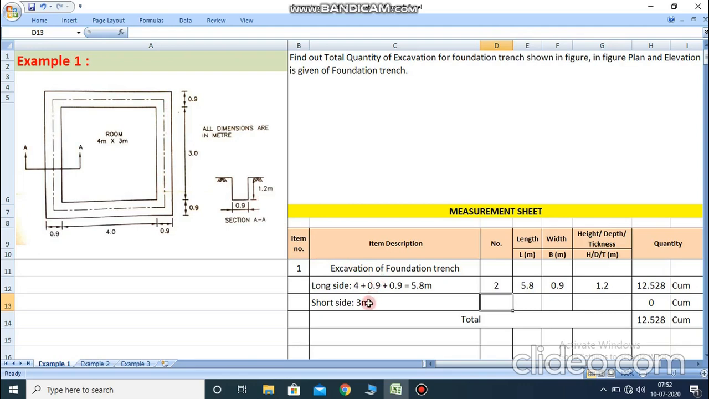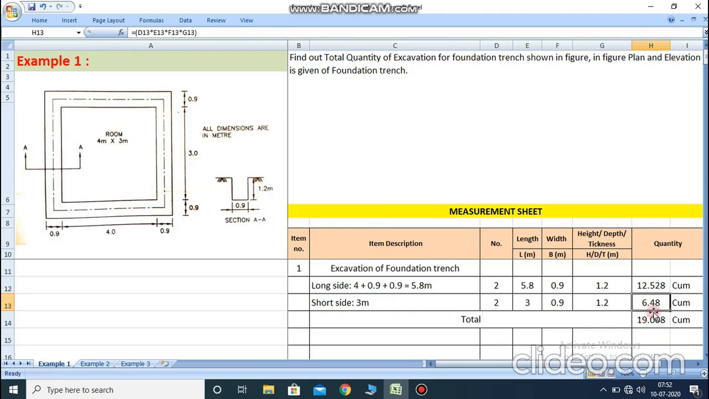So the length is 3 meter, and here 3 meter. Two walls are given, one part is here and the second part is here. So here we write 2 meter. Then after length, the length is given as 3 meter. Then after, the width is given as 0.9, and then the height or depth is given as 1.2 meter, already shown in the section part. So 1.2 meter.